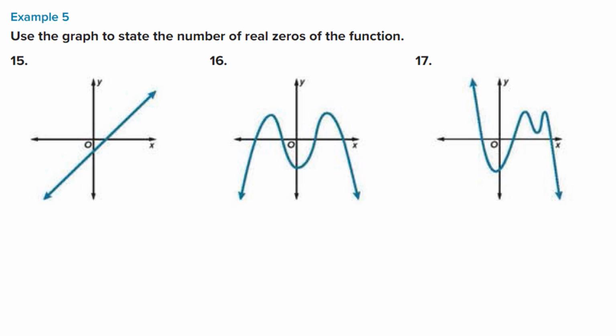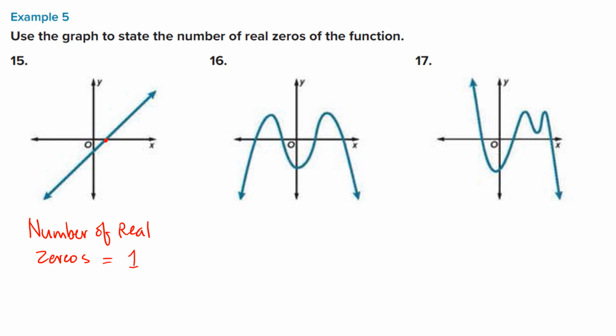The first question asks you to use the graph to state the number of real zeros of the function. So look at the three graphs that are shown here for question 15, 16 and 17. These are from page 80 of your math book. So here we have to look at the graph. The graph is the blue graph. So question 15 is a straight line graph. Count the number of times the graph touches or crosses the x-axis. So this straight line is touching the x-axis at only one point. Therefore, the number of real zeros of this function for question 15 is going to be 1.